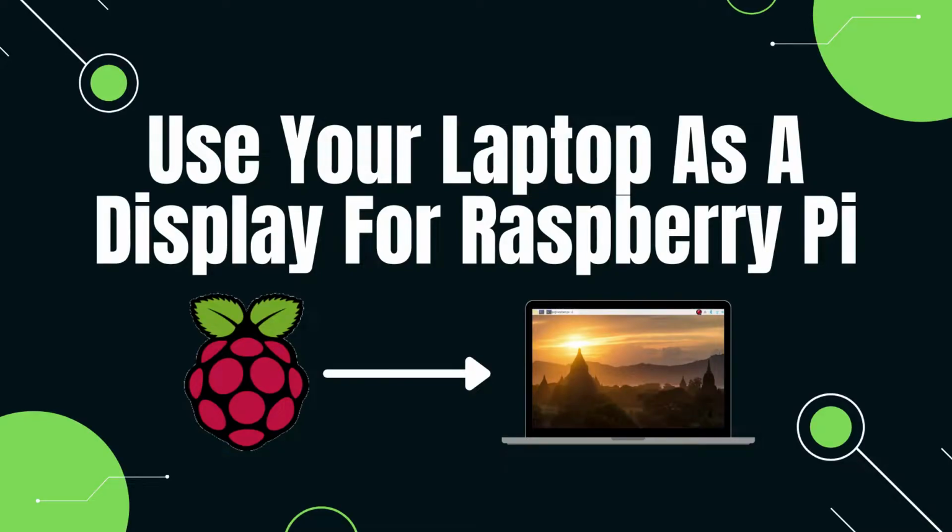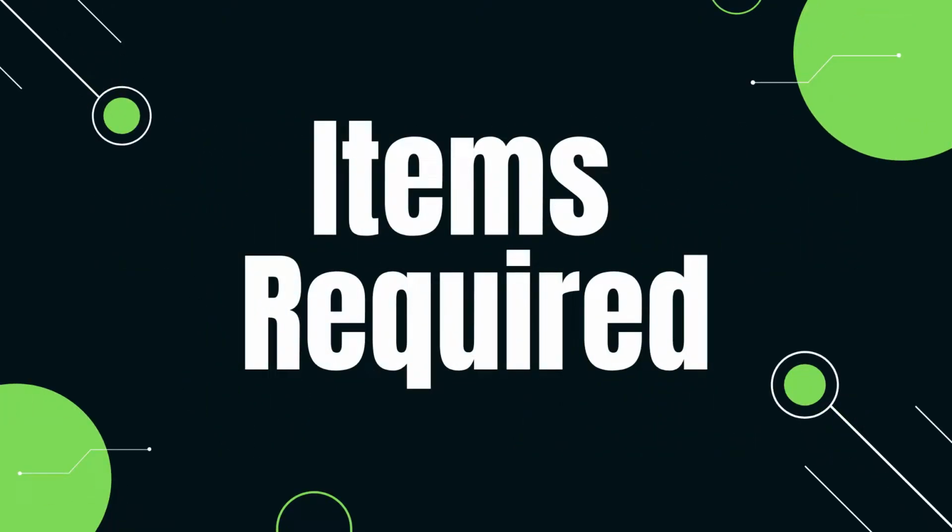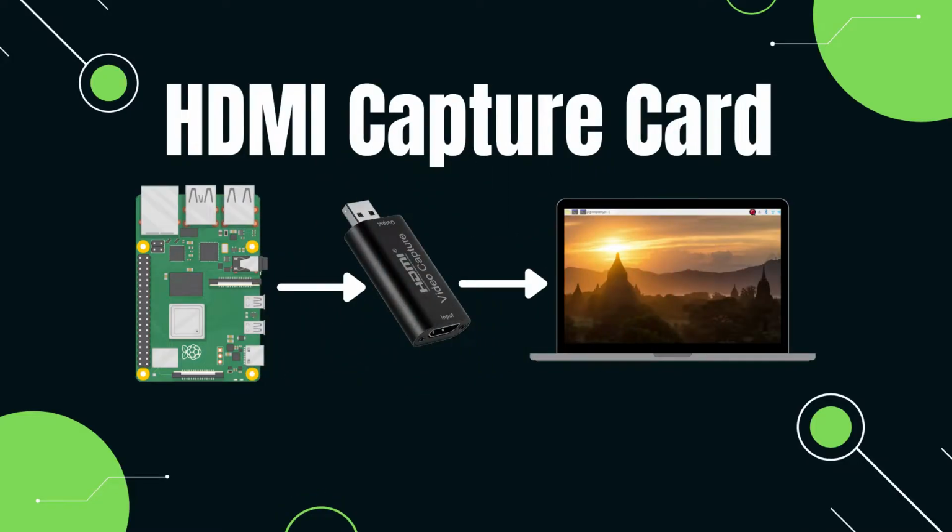Hi, today I'm going to show you how to use your laptop as a display for your Raspberry Pi. For using your laptop as a display for your Raspberry Pi, you will need a HDMI capture card. You can find one for cheap on Amazon.